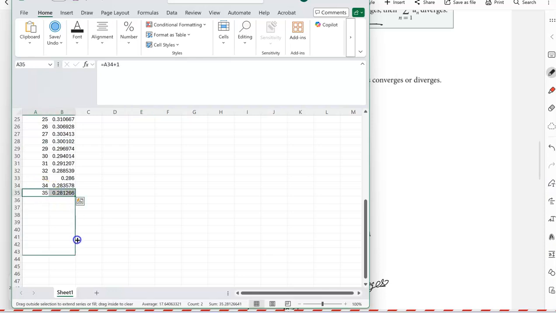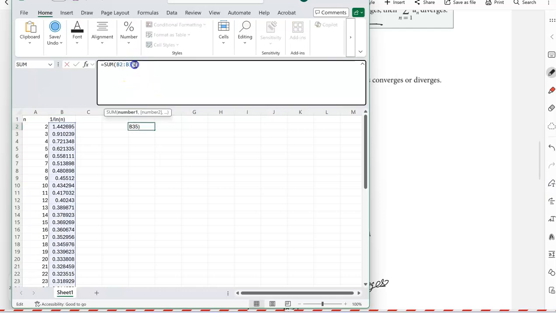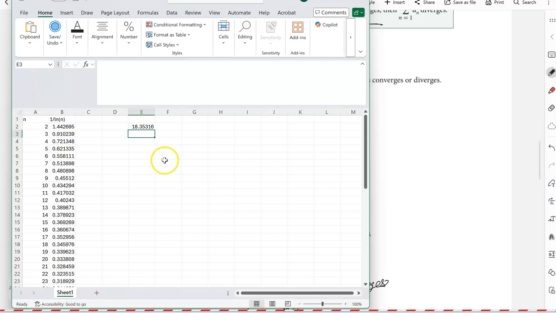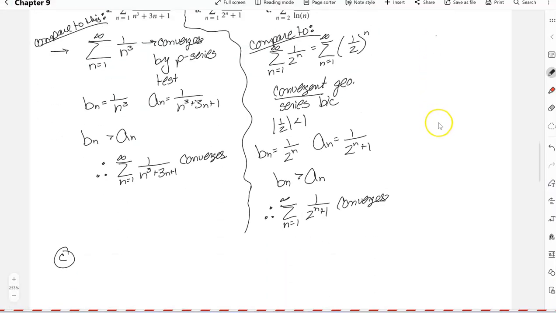You can see how this sum's going to get larger and larger. I think this thing's diverging. If I look at the first 50, I'm at 18. So everything's getting bigger and bigger. To me, it looks like it diverges. So let's see if we can come up with a sequence here.